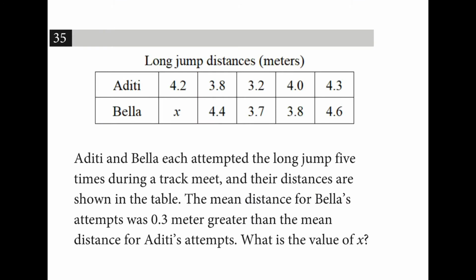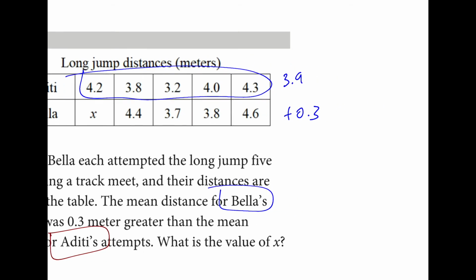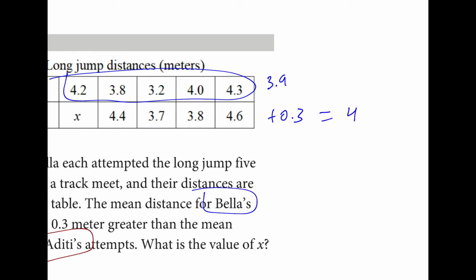So the mean distance for Bella's attempts is going to be bigger than Aditi's attempts. So the bottom one is going to be plus 0.3, the average. So first I'll add these 5 together and divide by 5. I get 3.9, which means my average is going to have to be 4.2.